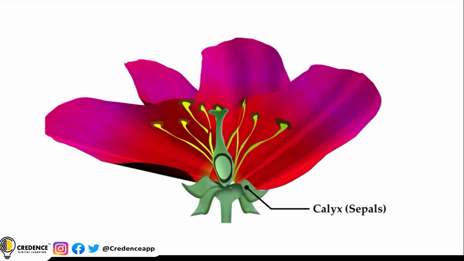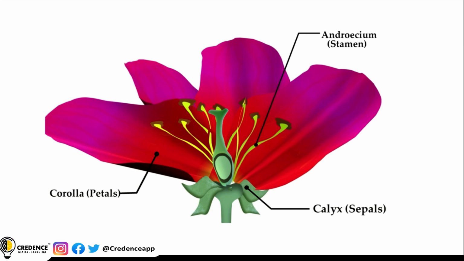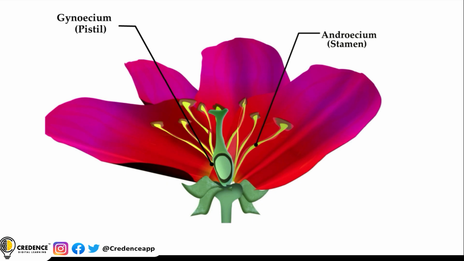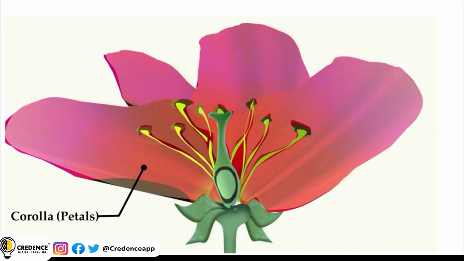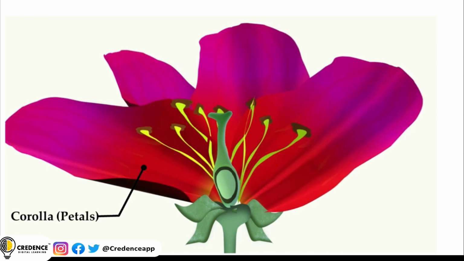A flower consists of sepals, petals, stamens and carpels. Stamens and carpels are the reproductive parts of the flower, which are involved in sexual reproduction. Sepals and petals are called accessory whorls as they do not take part directly in the reproduction process.